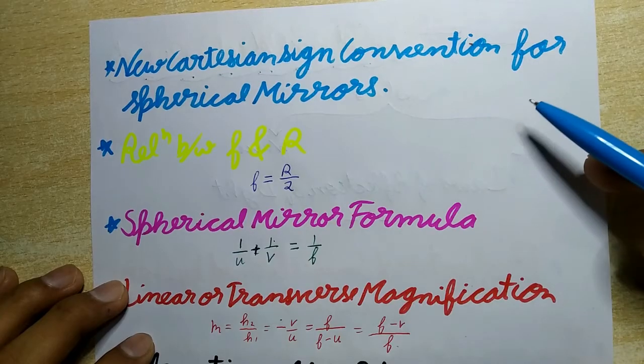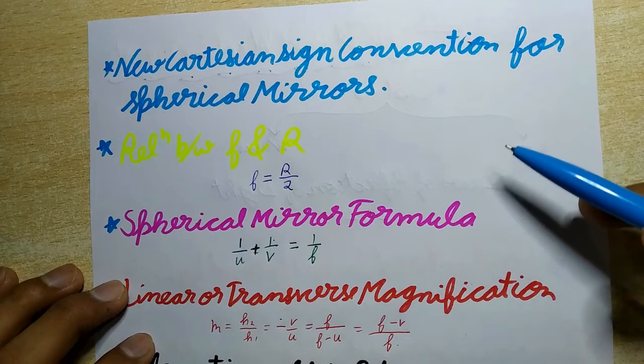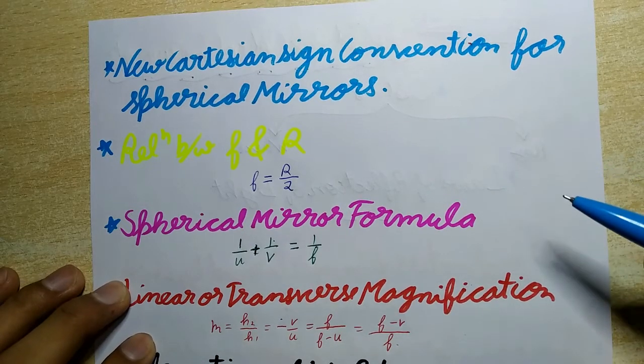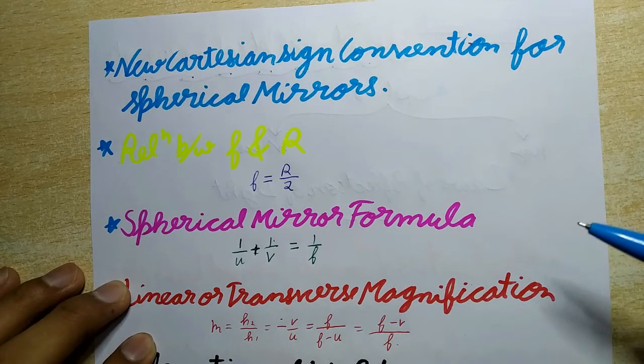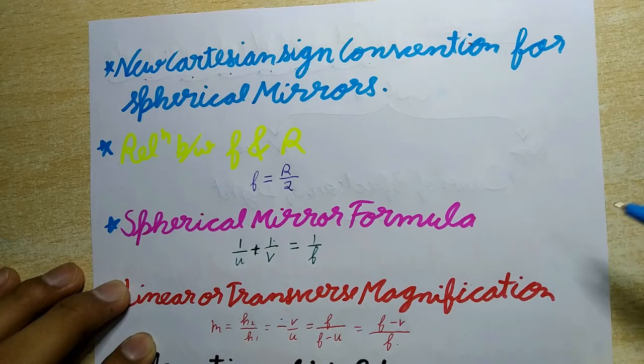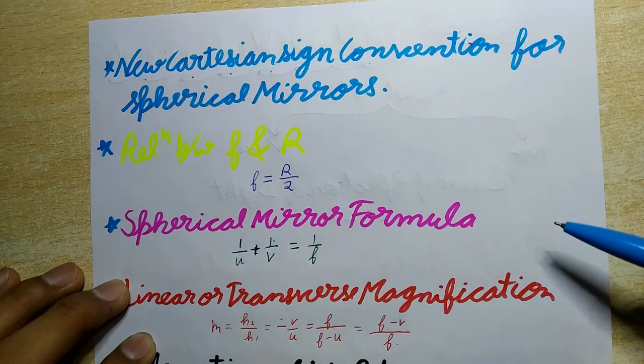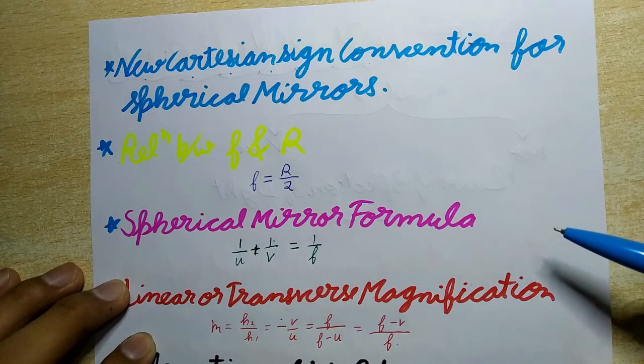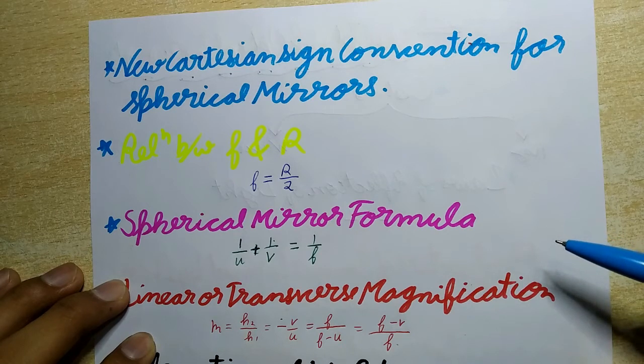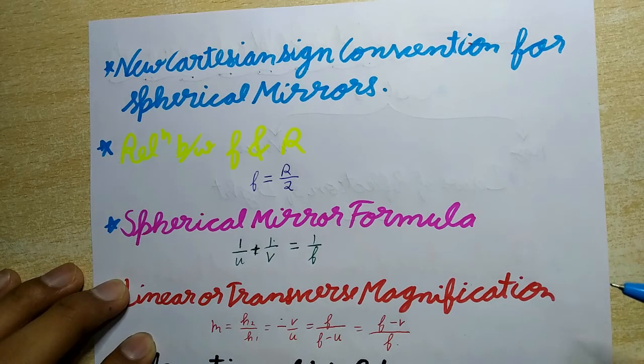New Cartesian sign convention for spherical mirrors. First, all ray diagrams are drawn with the incident light traveling from left to right. Second, all distances are measured from the pole of the mirror. Third, all distances measured in the direction of incident light are taken as positive. Fourth, all distances measured in the direction opposite to the incident light are taken as negative.